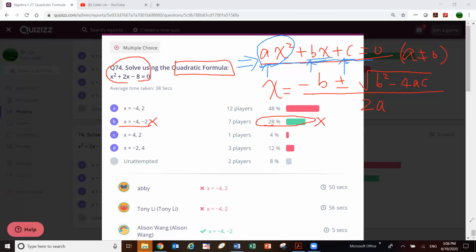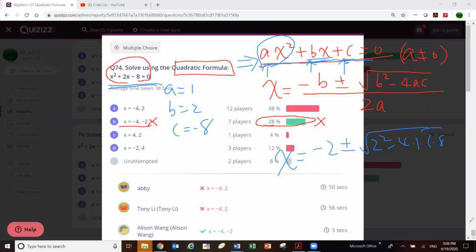Okay, so you can see in this case, a equals what? a equals 1, right? b equals 2, c equals negative 8. So x equals negative 2 plus or minus the square root of 2 squared minus 4 times a is 1, c is negative 8, over 2 times 1. Any questions? I saw someone in the chat. Any questions there?